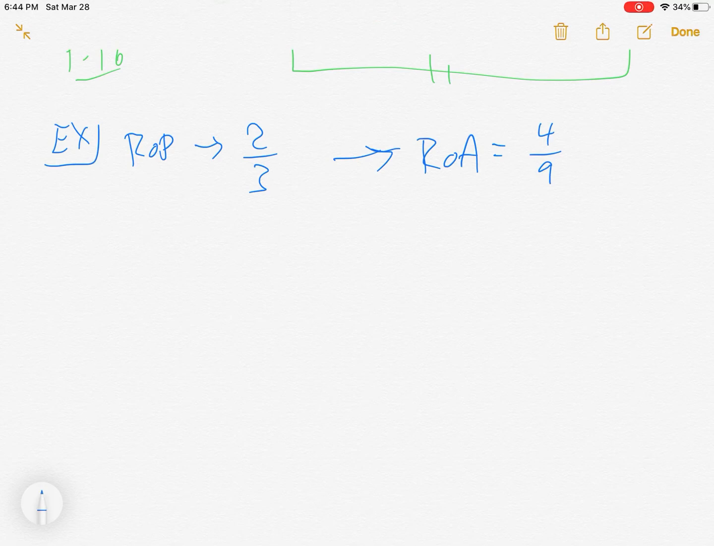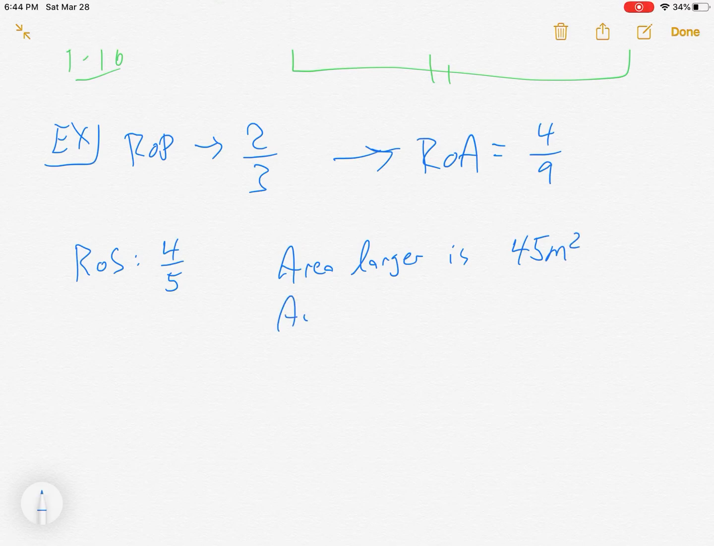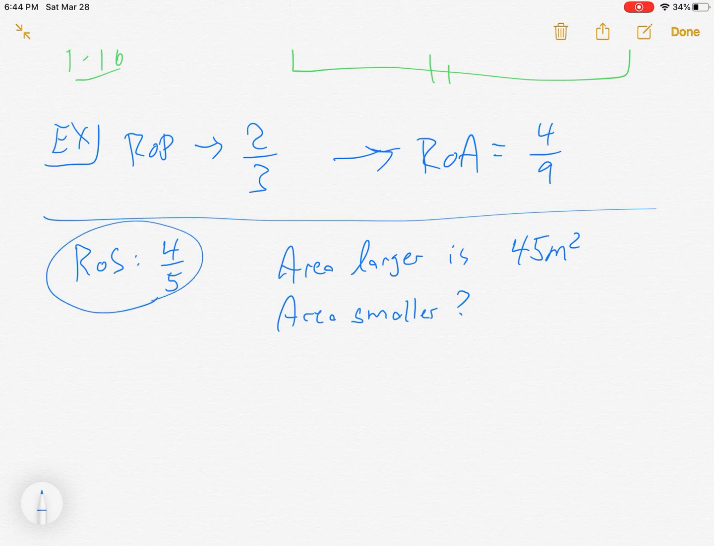Or they might say something like, ratio of sides is 4 to 5. Area of the larger figure is, let's say, 45 meters squared. What's the area of the smaller? This is a new problem, by the way. So you'd say, okay, I'd love to know the area of the smaller. I just got this value. This is no good. This is ratio of sides. I need ratio of areas to do anything. And I get 16 over 25, and I go, I can use that.